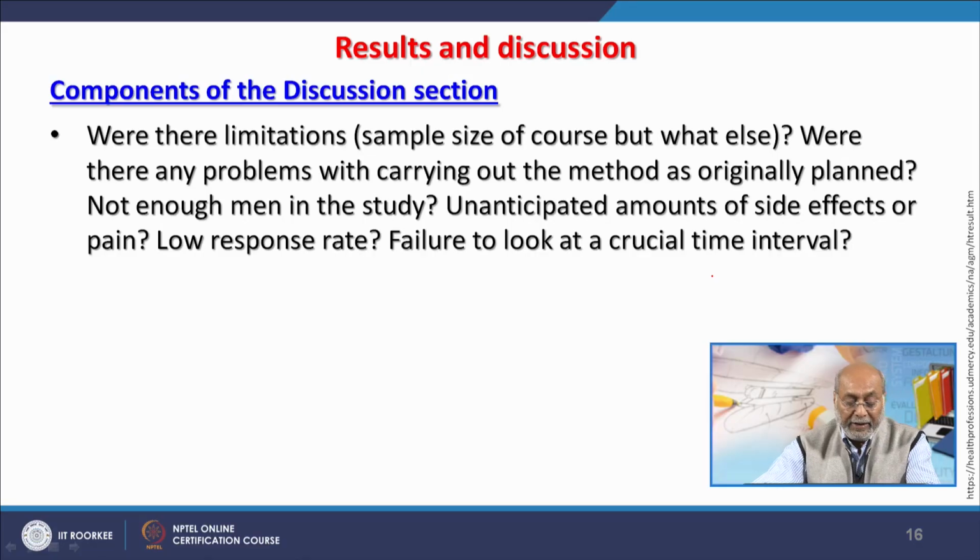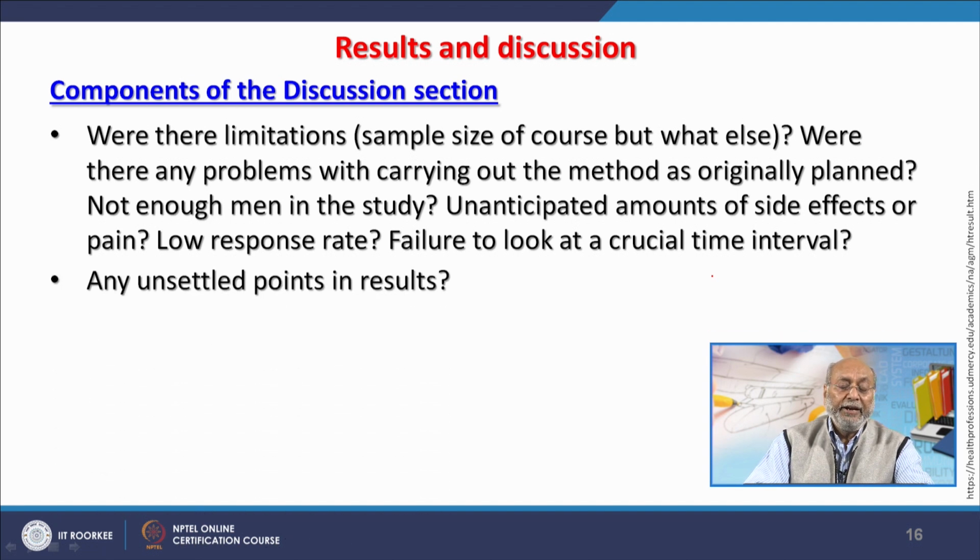Another thing is limitations, sample size, of course, what else? We might have limitations such as limited methods available for analysis, limited instrumentation available for analysis, or limited field work done compared to what was originally planned. Those limitations should be mentioned, but not with big importance. Otherwise, people will feel that this study has very limited significance. So, it is important that one should look back and see how things started, what the objectives were and what I am achieving. Any unsettled points in the results should also be noted.